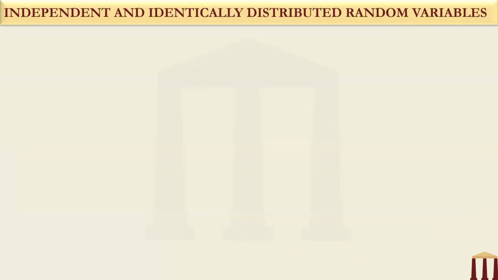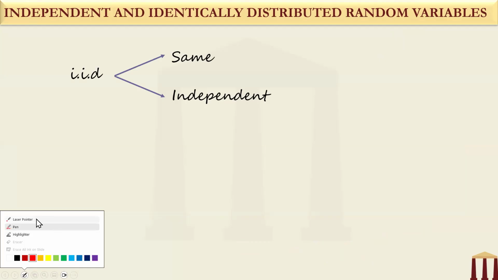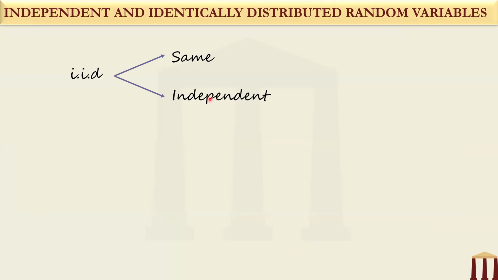So any collection of random variables is independent and identically distributed, or IID, if each random variable has the same probability distribution as the others and all of them are mutually independent. So what do we mean by this? Same distribution means what? They are being generated from the same univariate distribution. It can be any distribution. It can be normal distribution or any distribution.